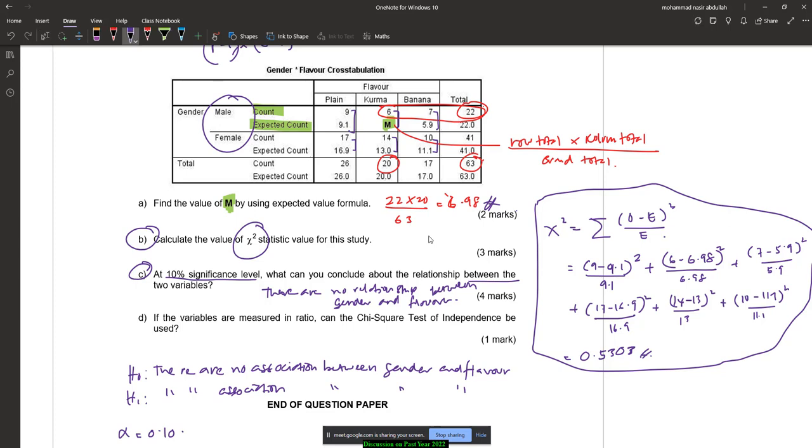If the variable is measured in ratio, can the chi-squared test of independence be used? Can it be used? Yes. Because what? Because the chi-squared distribution is for categorical variables, right? 1 mark.